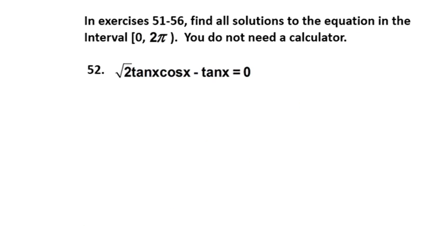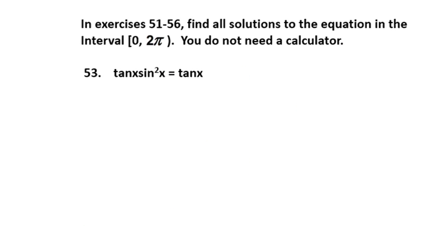All right, let's look at our next odd number problem, which is problem number 53. We have tangent x sine squared x equals tangent x. In factoring, it's usually helpful to have one side of the equation equal to 0, and the easiest way to do that would be to subtract tangent x from both sides of this equation.